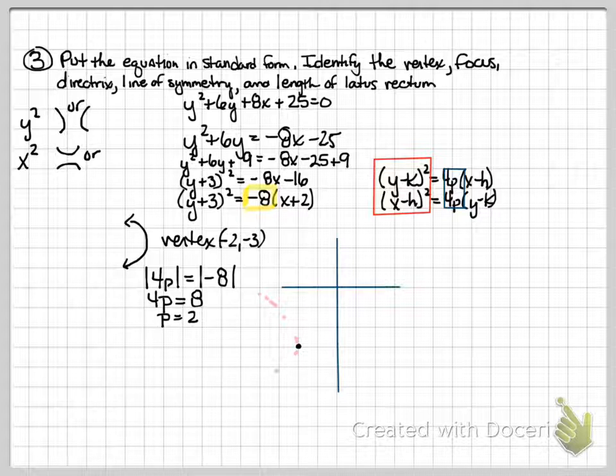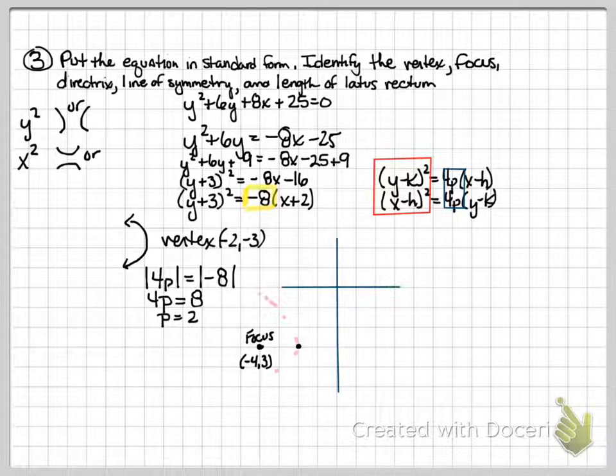My focus is inside that parabola, so it's 2 away from it. So it's got to be right here. So there's my focus. And that's at 1, 2, 3, 4, 1, 2, 3. So my focus is at -4, 3. Your focus and your vertex will always be in either the same horizontal line or the same vertical line, depending upon which way your parabola opens.